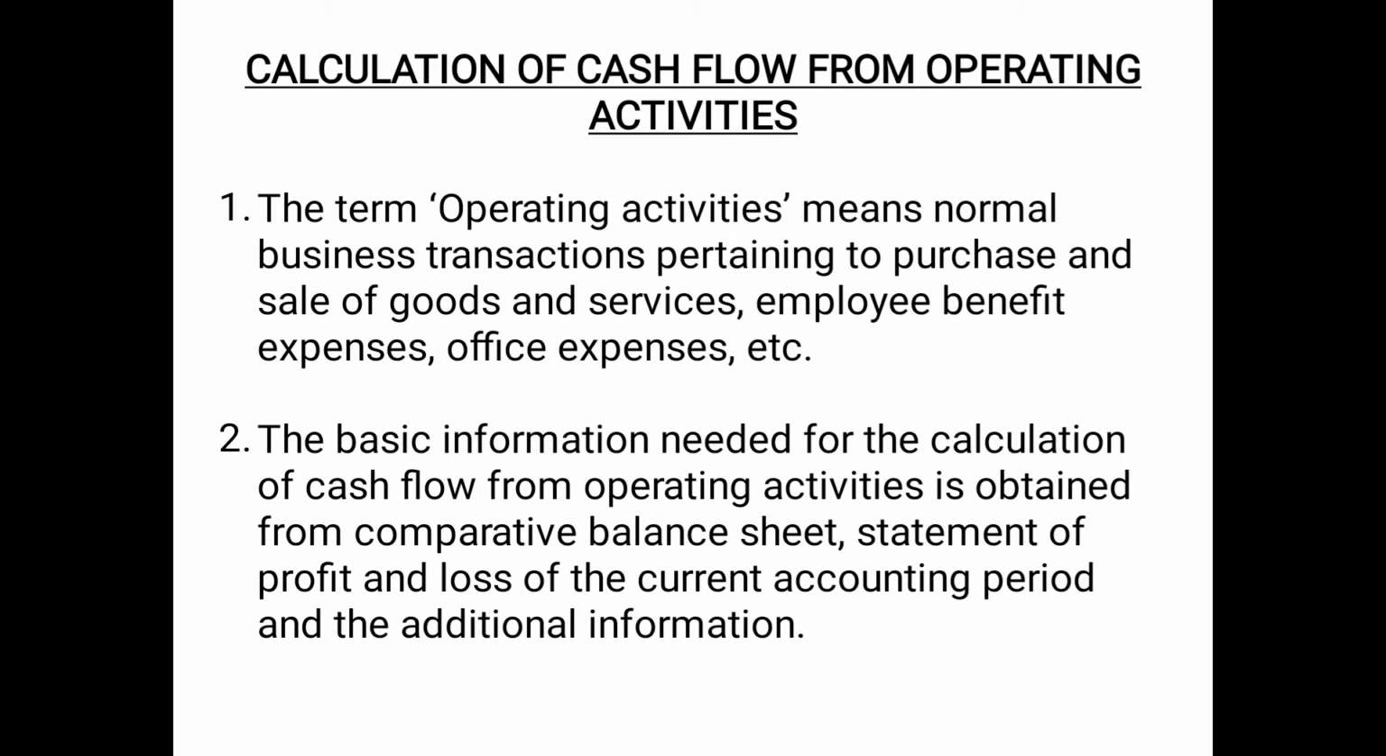Then the basic information needed for the calculation of cash flow from operating activities is obtained from the comparative balance sheet, that means the balance sheet of 2 consecutive years, then the statement of profit and loss of the current accounting period, and the additional information.